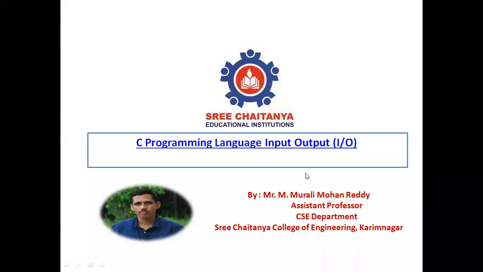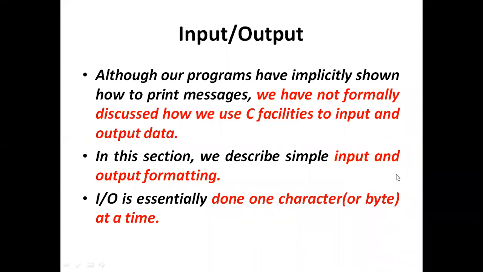What is meant by input and output? Suppose the user is giving some information to the system, we call it what? Input. And if the user is retrieving something from the system, we call it what? Output. Input and output is essentially done one character or byte at a time.